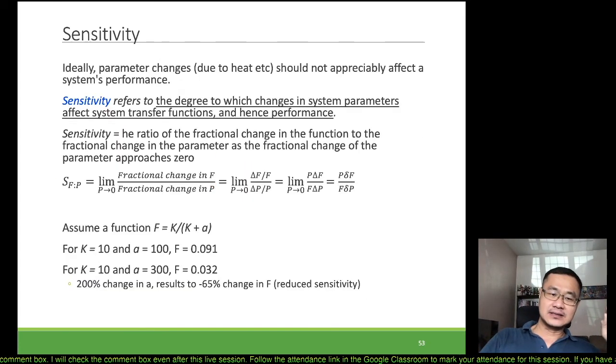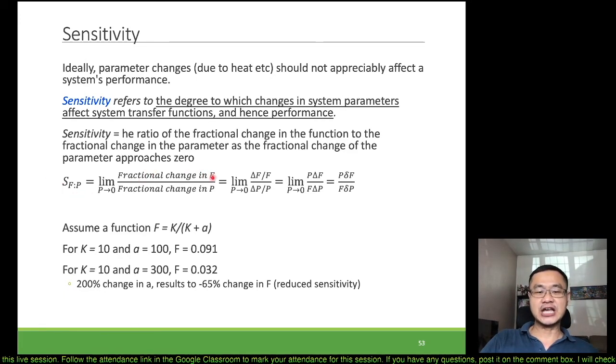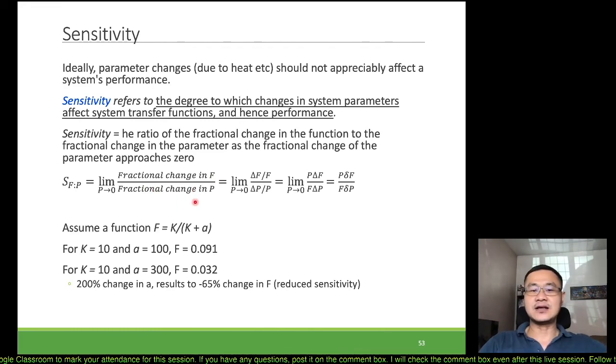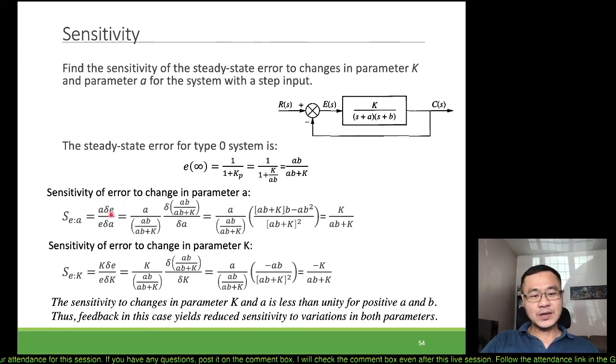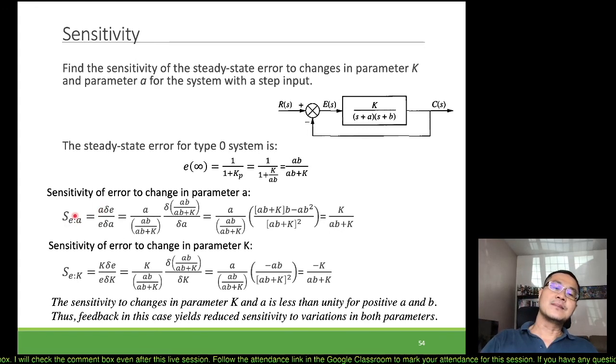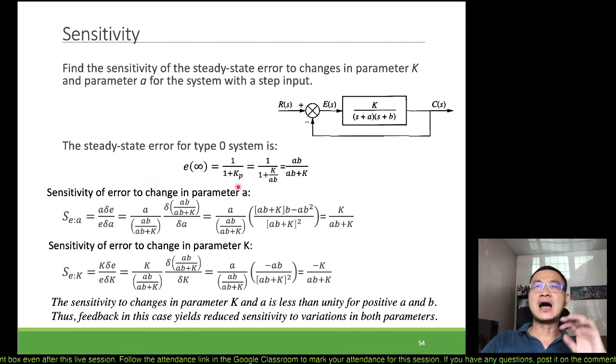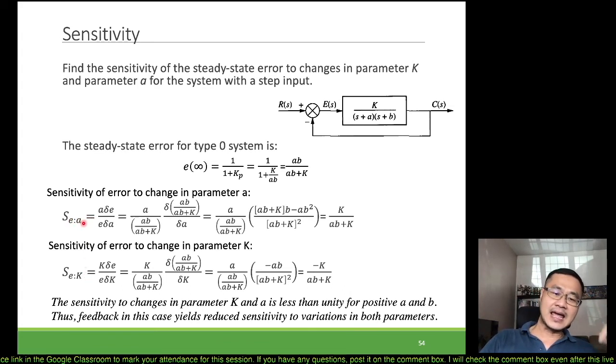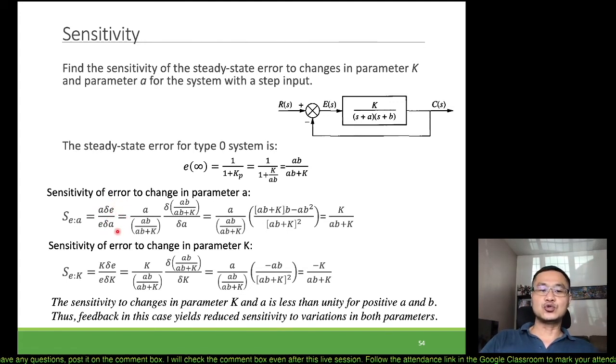Remember, to get the sensitivity, we are looking for the function's fractional change divided by the fractional change in the parameter itself. Once we have that, we use the equations of the sensitivity. We take the function of error and the parameter a first, and see how it changes with a, then later with k. So on the a side, we get a over e multiplied by the partial derivative of e with respect to the parameter a.